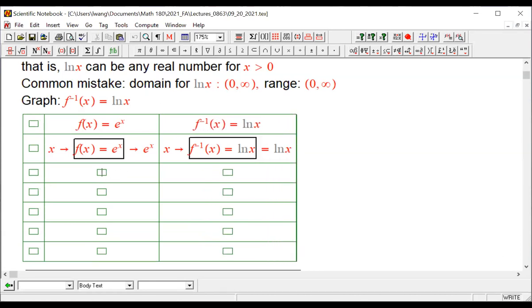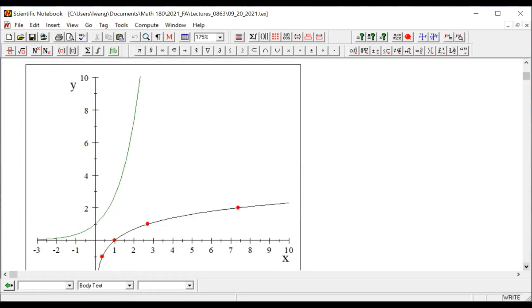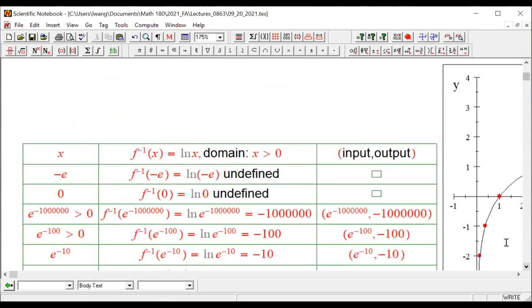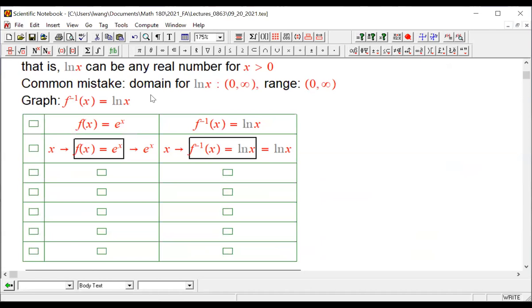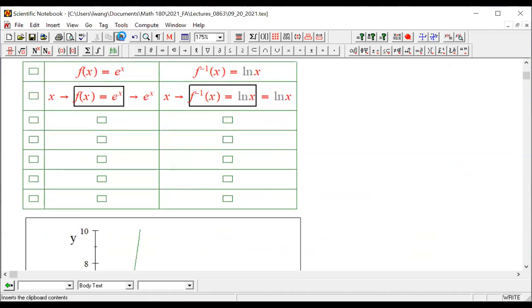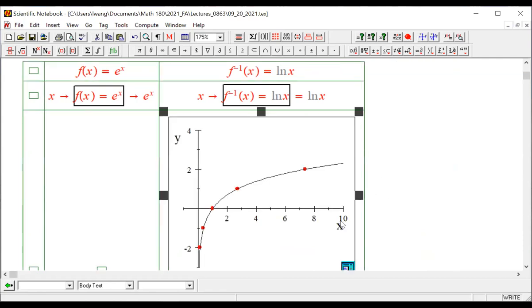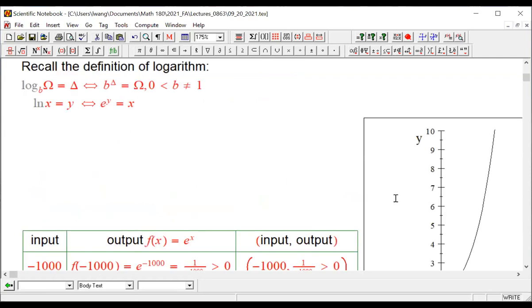We have their separate graphs, right? And they're graphed together.